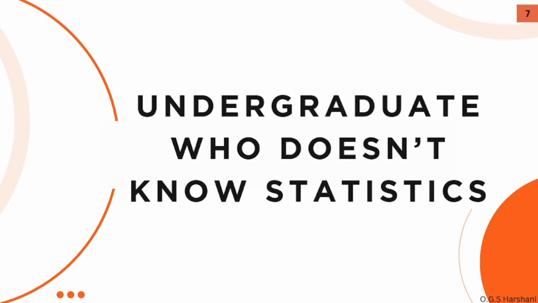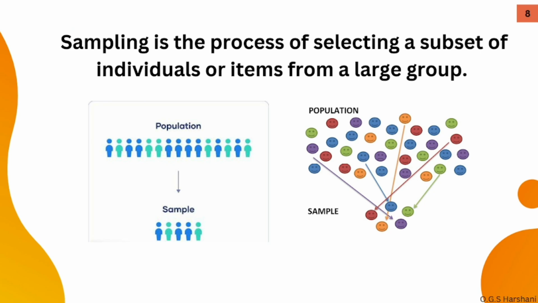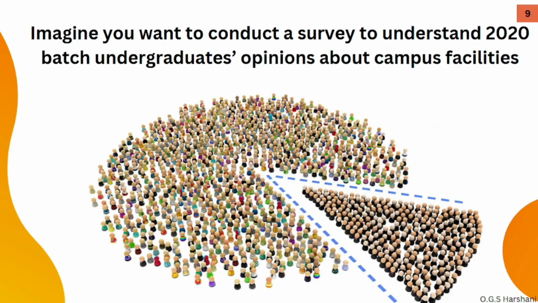Next, let's talk about simple random sampling for undergraduates who are new to statistics, that is, who don't know statistics. Before we dive deeper into simple random sampling, let's understand what sampling is. Sampling is the process of selecting a subset of individuals or items from a large group. For example, imagine you want to conduct a survey to understand the opinions of all the undergraduates from the 2020 batch about the facilities at your university.